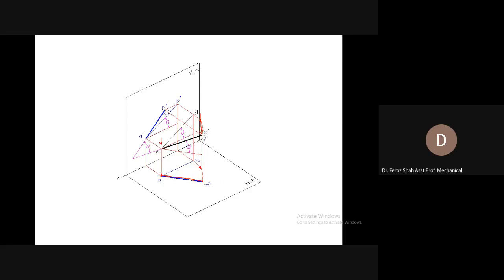Now this AB1, although of the similar length as AB, is now inclined to the XY reference line. If the top view of the line is true length, then it must appear at an angle phi with the XY reference line.